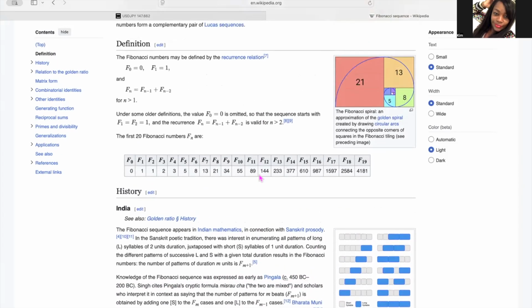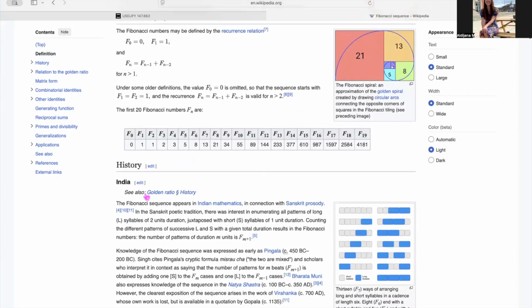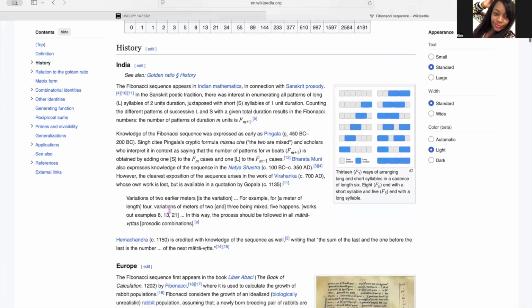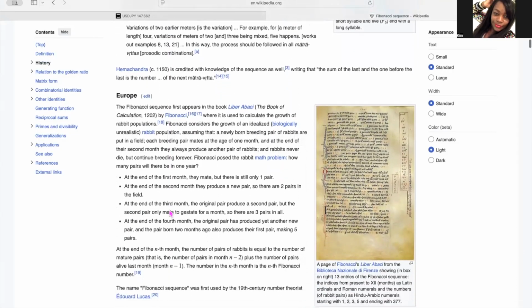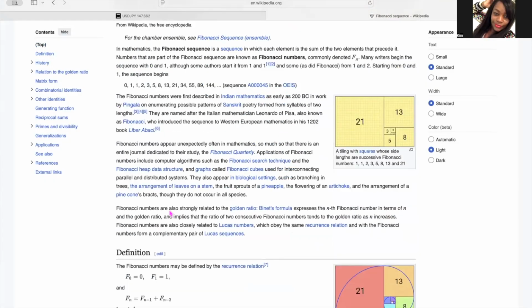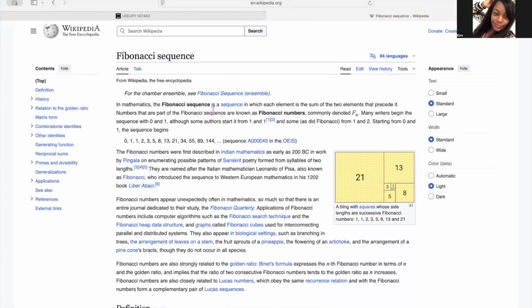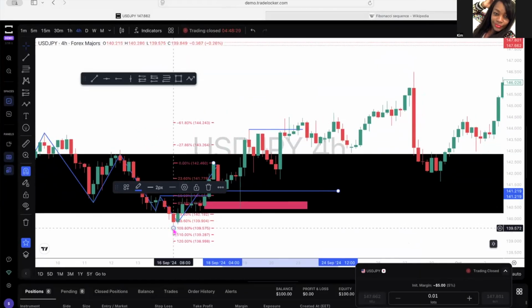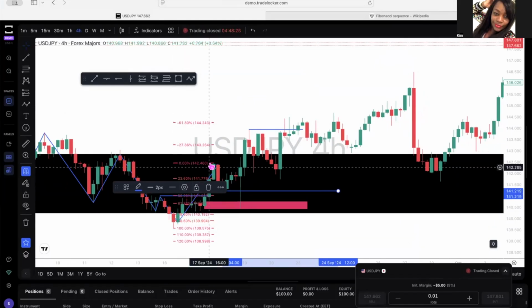Yes, someone from India. So yes, in mathematics, the Fibonacci sequence is a sequence in which each element is the sum of the two elements that precede it. So with that being said, when it says the sum of two elements, the first element is the swing low, the second element is the swing high.